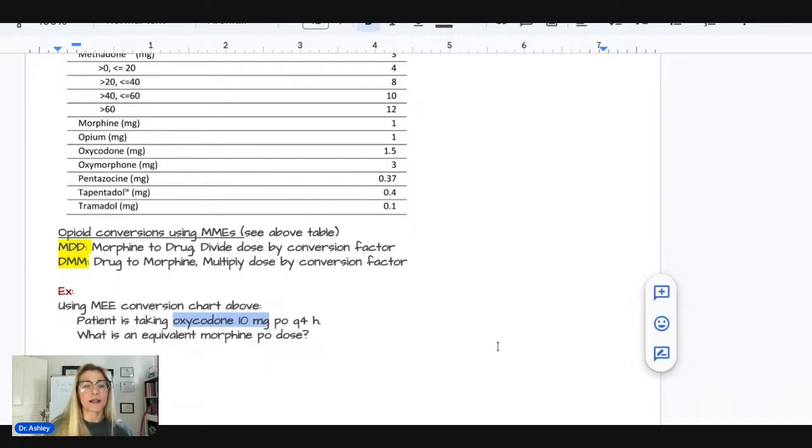How about you guys write it in your chat? Are we doing MDD or DMM? Are we going from a drug to morphine or morphine to a drug?